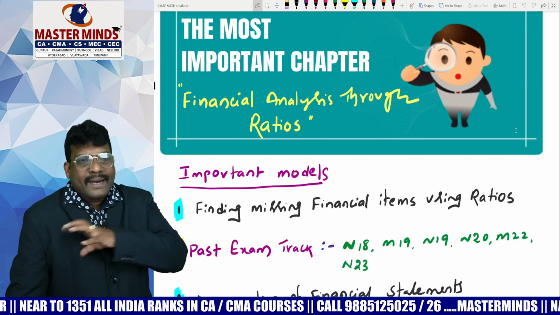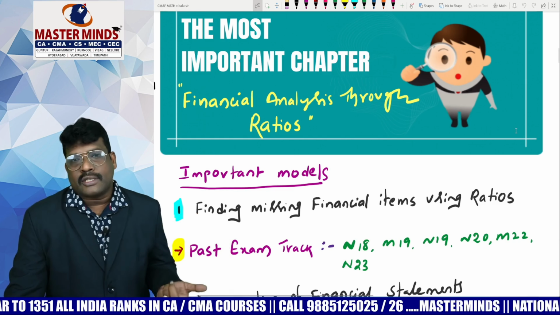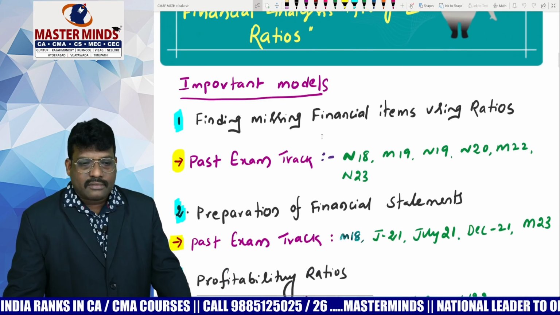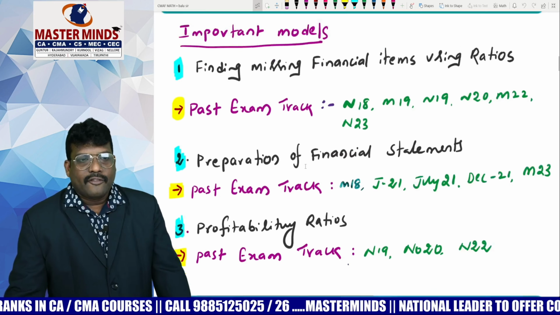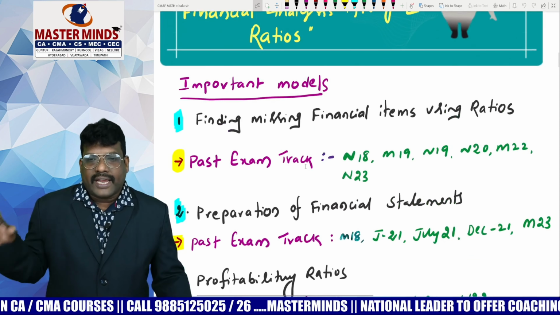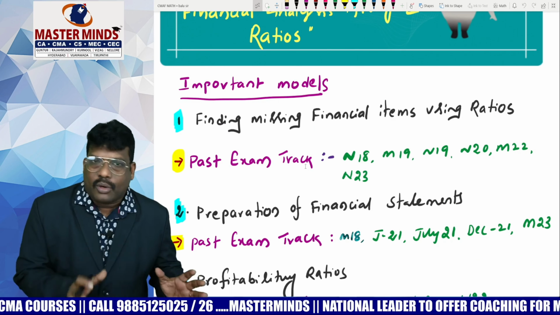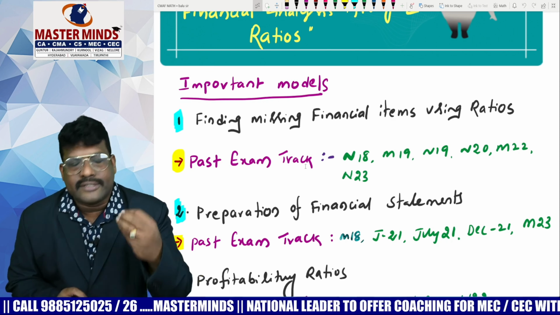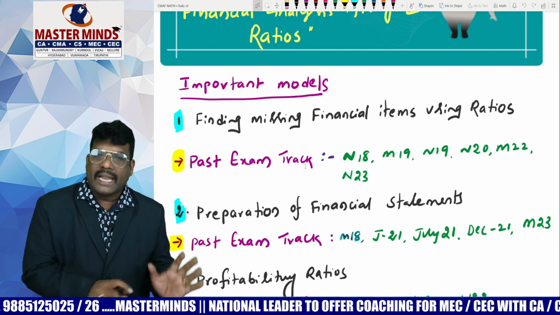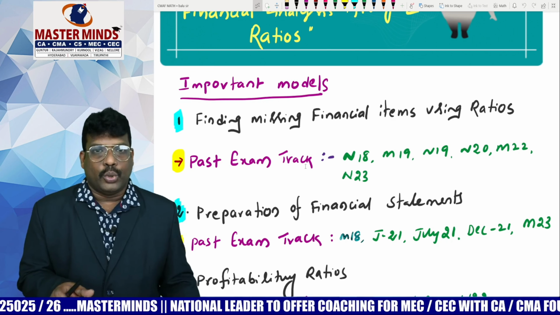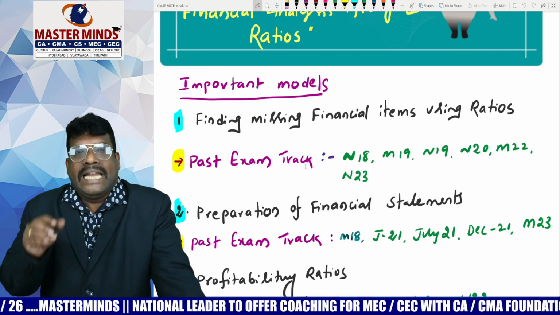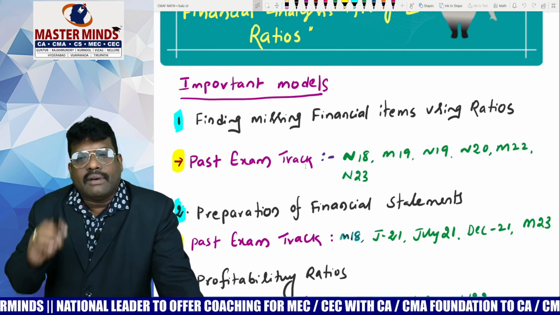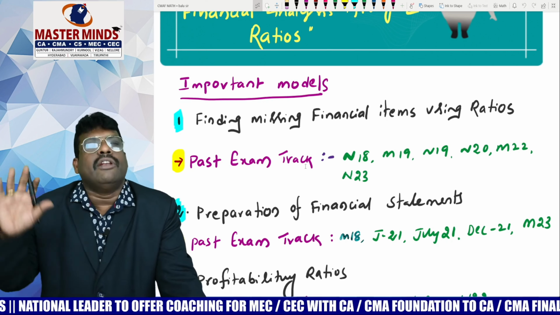But here, if you observe the past exams, what models have they been covering? There are three models. The first one is finding missing financial items using ratios. Indirectly, in this model they will provide you the income statement, that is the trading and profit and loss account, and the balance sheet. And they will ask you to find net profit, gross profit, quick ratio, current ratio, whatever information they need.